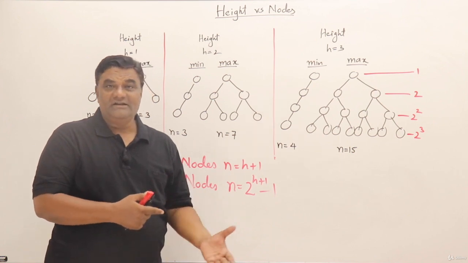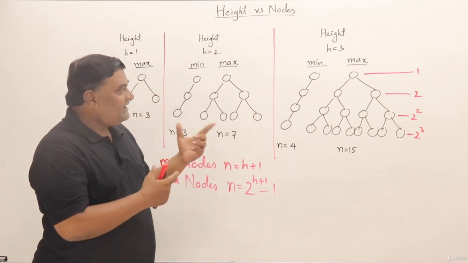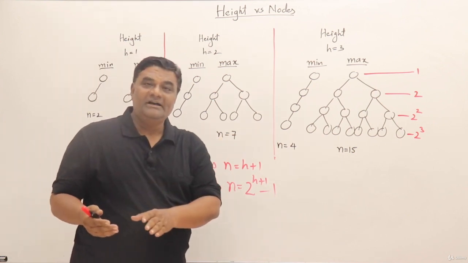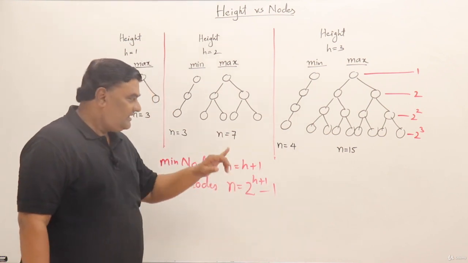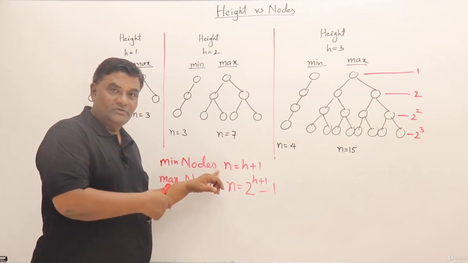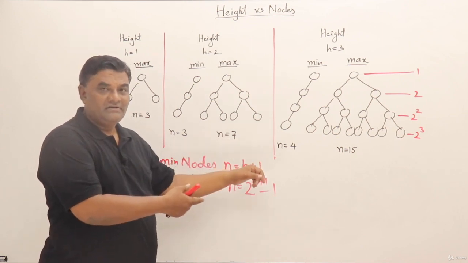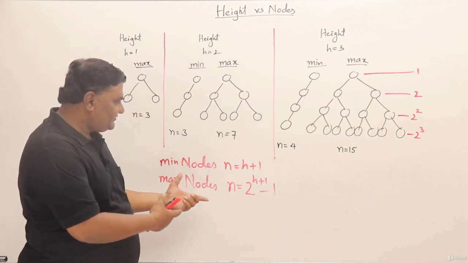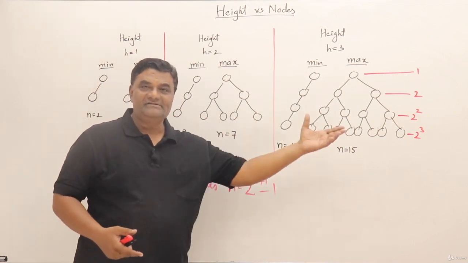Now I need the formulas in other way. If nodes are given, what will be the minimum height? What will be the maximum height? Here we know height, so we found out nodes. Now next we will be knowing nodes, we want height. So I think same formulas we can use. Let us see. First I will take some examples, then we will discuss this.